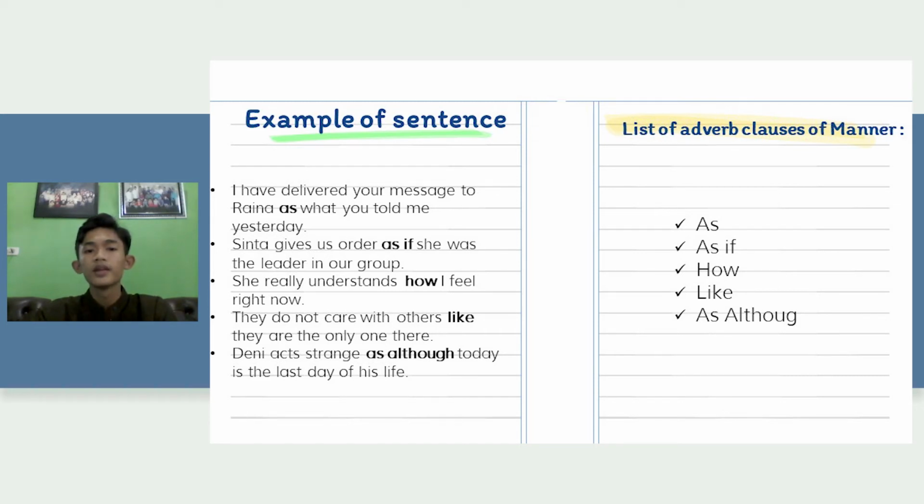Number 3, she really understands how I feel right now. And the meaning is, dia benar-benar memahami bagaimana perasaan saya sekarang. Number 4, they do not care with other, like they are the only one there. And the meaning is, mereka tidak peduli dengan yang lain, seperti mereka adalah satu-satunya orang di sana.